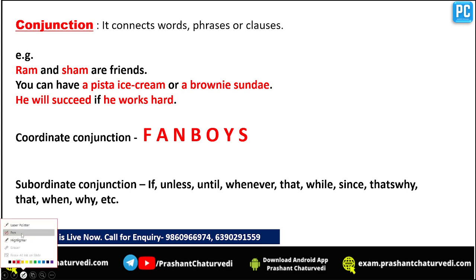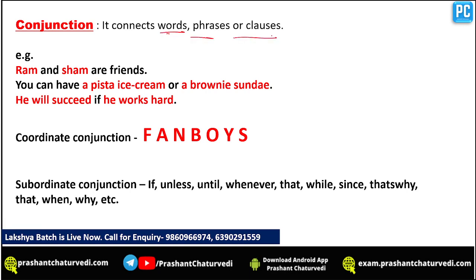It is a word which connects two or more than two different words, phrases or clauses. The word which connects two or more than two different words, phrases or clauses is called conjunction. Clear? So we can relate it with the examples.